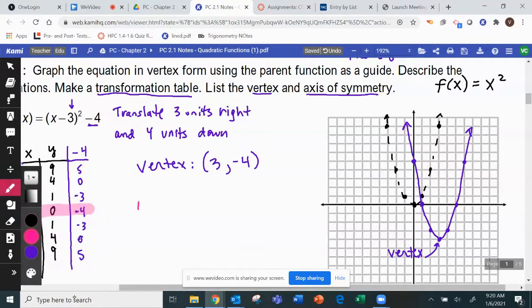The axis of symmetry is that line of symmetry that passes through the vertex, through the center of your parabola. It is always x equals, and it always uses the x value of the vertex. So if I have the vertex, I can easily find my axis of symmetry by taking the first number. But you do need to put x equals because it is a line, not just one number. It is a line. Okay, and that's all we have to do for this one.